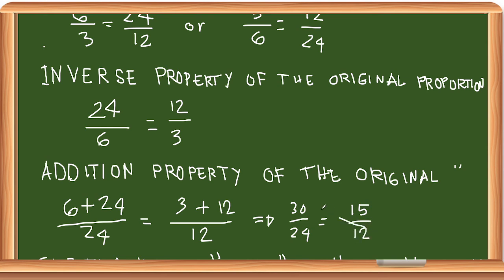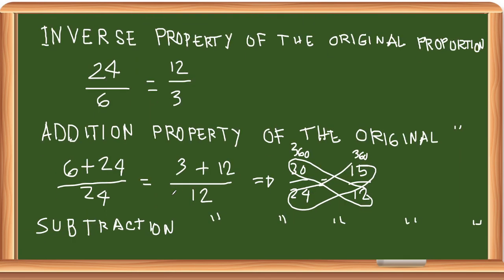Now, if you're going to cross multiply, what's going to be the result? Cross multiply. 160, ma'am. 30 times 12 is? 360 po. 360. Very good. So, this is 360. How about the others? Of course, this is also 360. Okay? So, ganun pa rin. Proportion pa rin sila. Using addition property of the original.